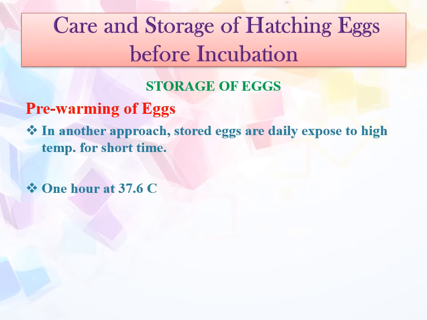Another approach of pre-warming is that for every day of the egg storage time, the eggs should be exposed to 37.6 degrees centigrade for at least 1 hour. This is another approach. If you want to store the eggs for 7 or 10 days before putting them into the incubator, every day the eggs are generally exposed to 37 degrees for 1 hour. Otherwise, they are stored at 10 to 16 degrees centigrade. So this is another approach of pre-warming.